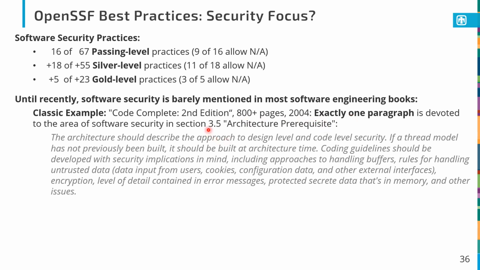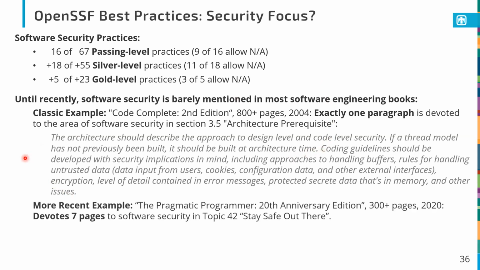In section 3.5 under architecture prerequisites, it says that the architecture should describe the approach to design level and code level security. If a threat model has not been previously built, it should be built at architecture time. Coding guidelines should be developed with security implications in mind, including approaches for handling buffers, rules for handling untrusted data, encryption, level of detail contained in error messages, protected secret data that's in memory, and other issues. He points out a lot of things here, but is that even a paragraph? That's one sentence, isn't it? It's not even a paragraph. No, actually, I'm sorry, it's 2 sentences. There's a period there.